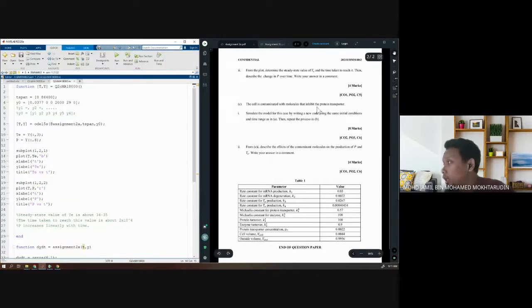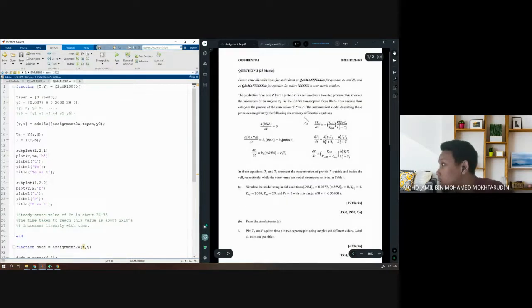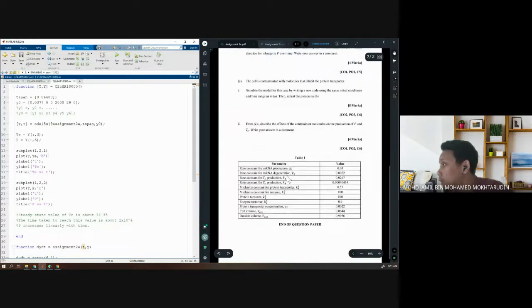So if you look at the parameters, there are a number of parameters that you can modify, but you need to modify the one related to protein transporter. So we have Michaelis constant for protein transporter, KB1, and we also have protein transporter concentration, PT. So which one you need to modify? PT, betul.